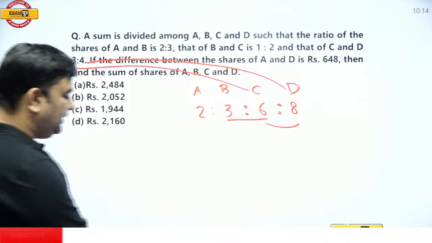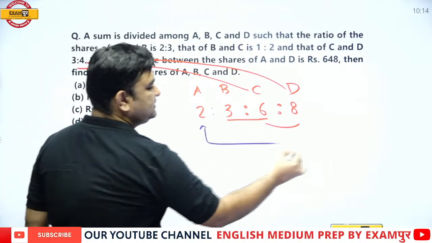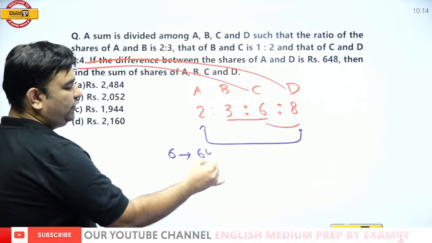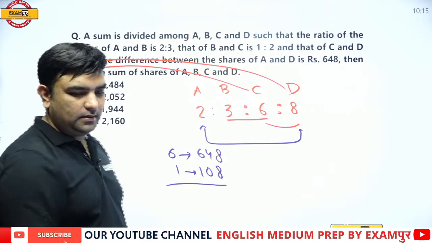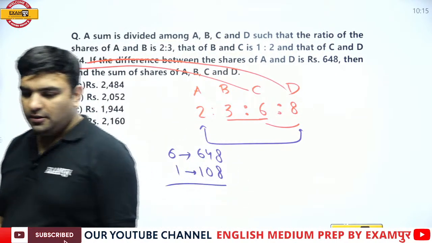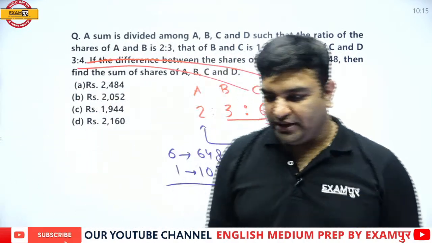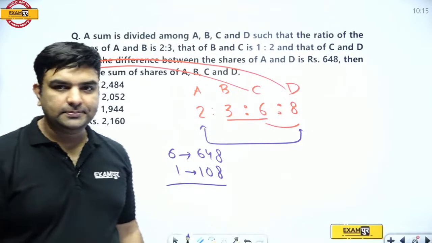The difference between A and D is 6, which is given as 648. So 1 is equal to 108. 6 is given as 648, so 1 is equal to 108.